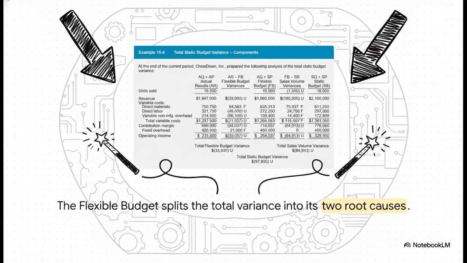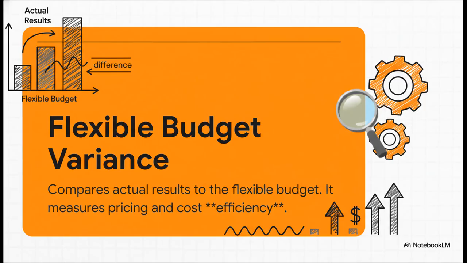By slotting the flexible budget right there in the middle between our actual results and our original static budget, we can break that one big, confusing number into two smaller, much more meaningful pieces. The first piece of the puzzle is the flexible budget variance. This tells us all about efficiency. It answers the question, for the number of units we actually made, did we control our costs and prices well? It's all about how good we were at managing our spending.